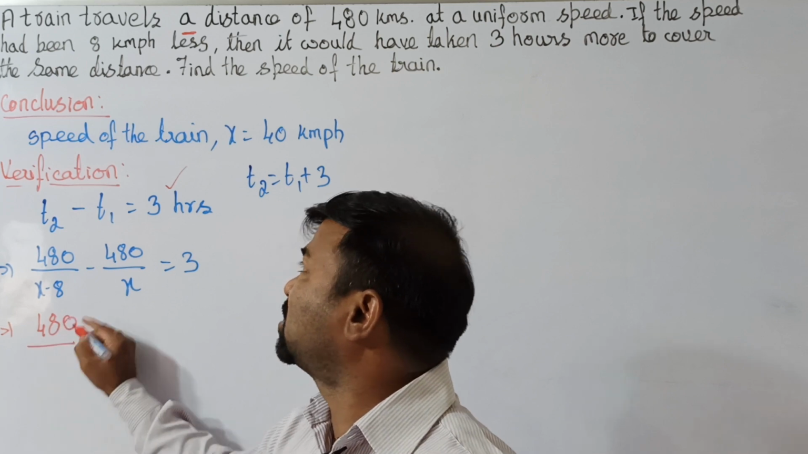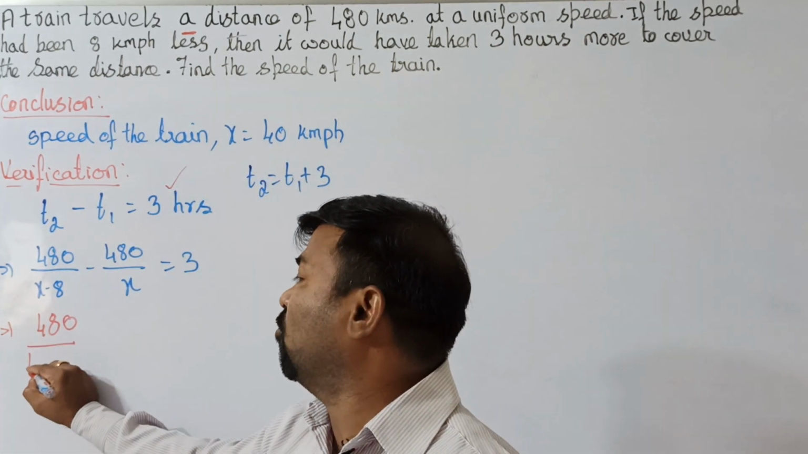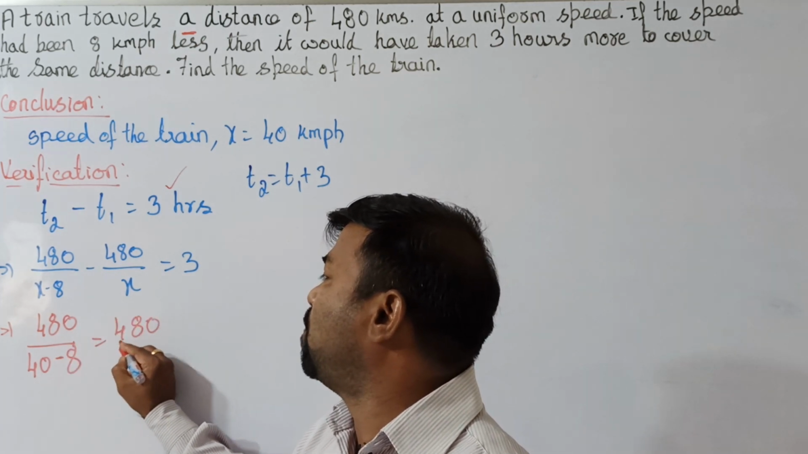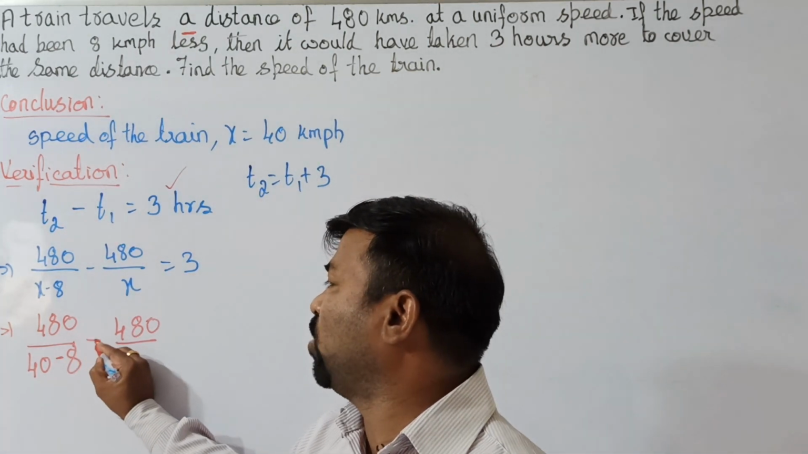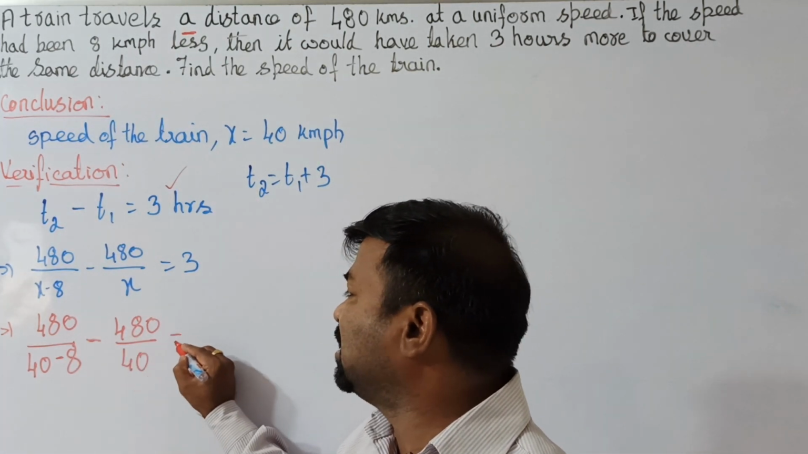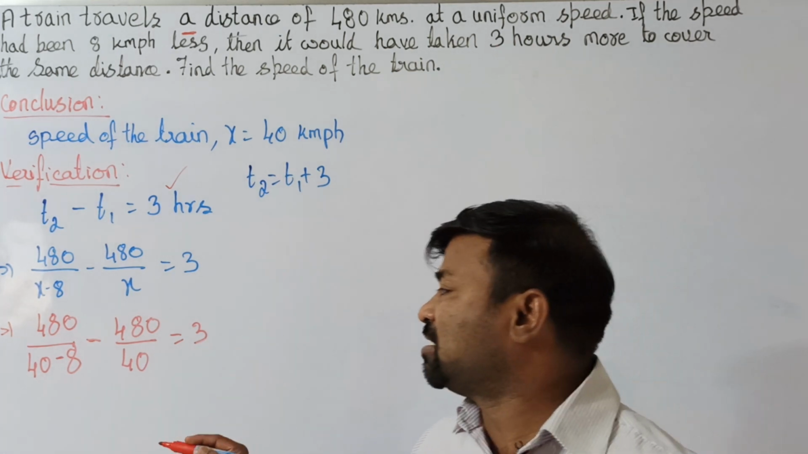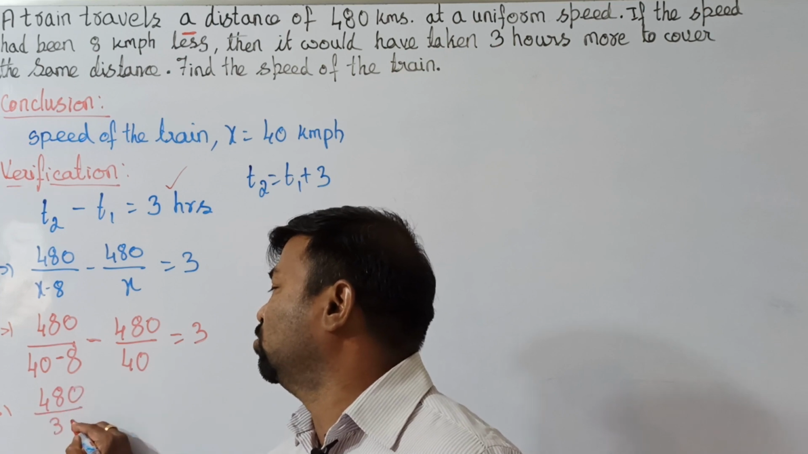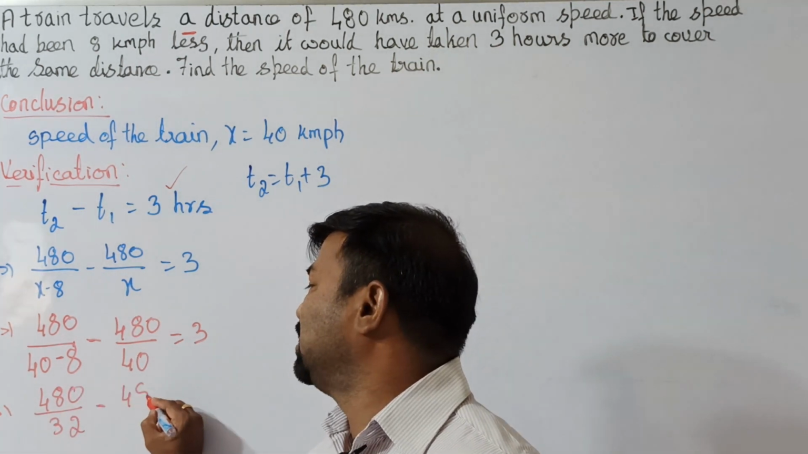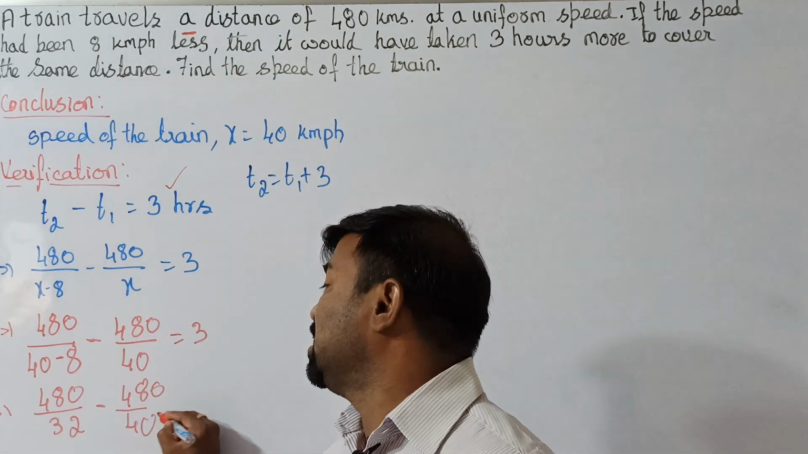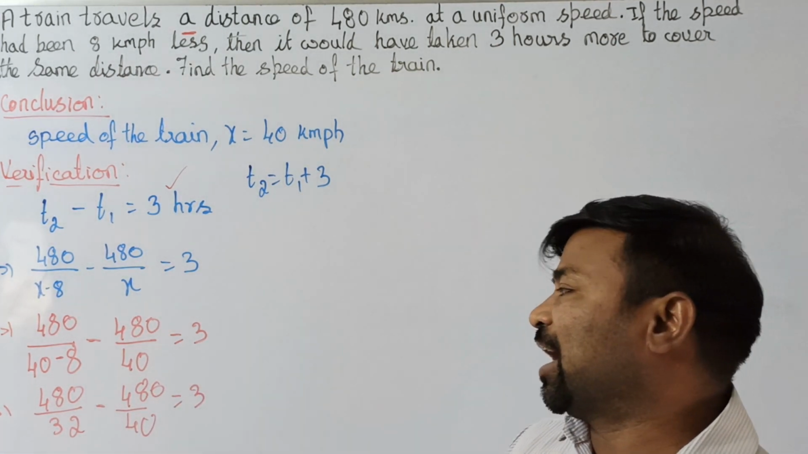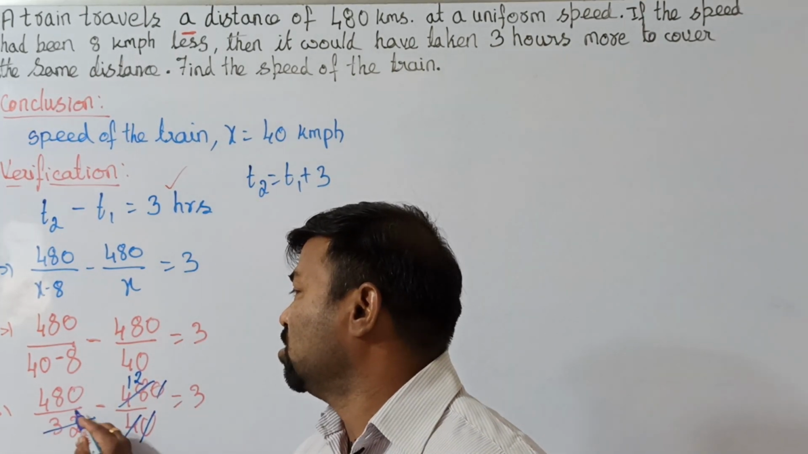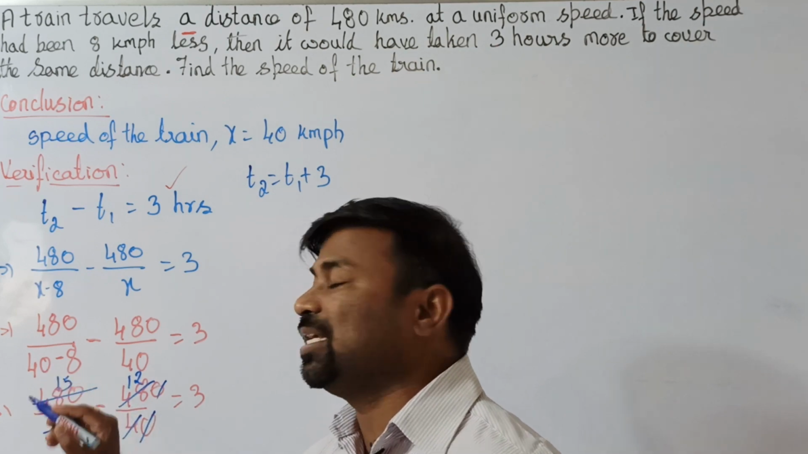So let me go for the calculation here. 480 by x, where x is 40. Therefore, 480 by 40 minus 8 minus 480 by 40. Is it 3? We don't know. Let's simplify that. 480 by 32 minus 480 by 40. Is it 3? Let's check it out. If you cancel out, it's nothing but 15, and the other is nothing but 12.